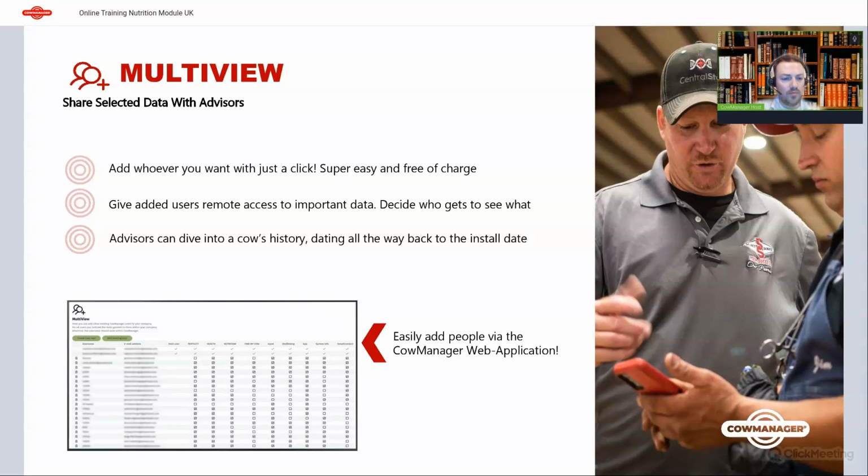It's very simple. Go to multi-view, click on add user, fill in the email address, click on save, and they will get an email to create an account and a password, and then they have access to the things you give them access to. And then they can help you, for instance, a veterinarian or a nutritionist, they can help you with remote counseling, but also in preparing the herd visit.